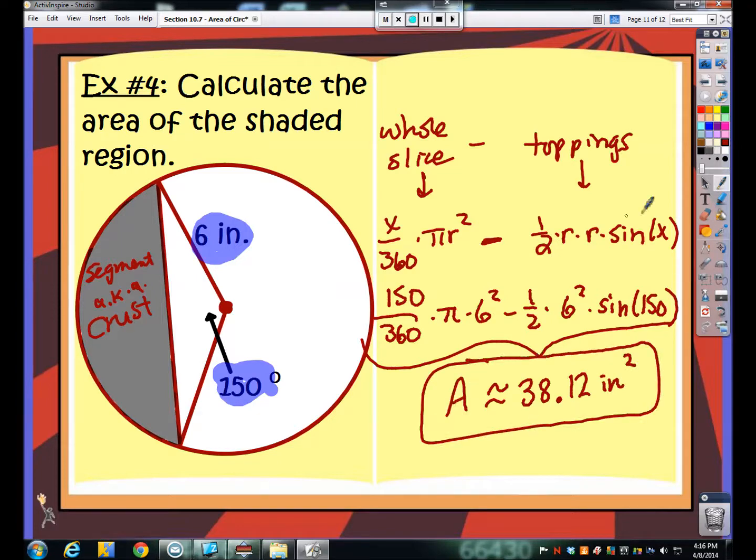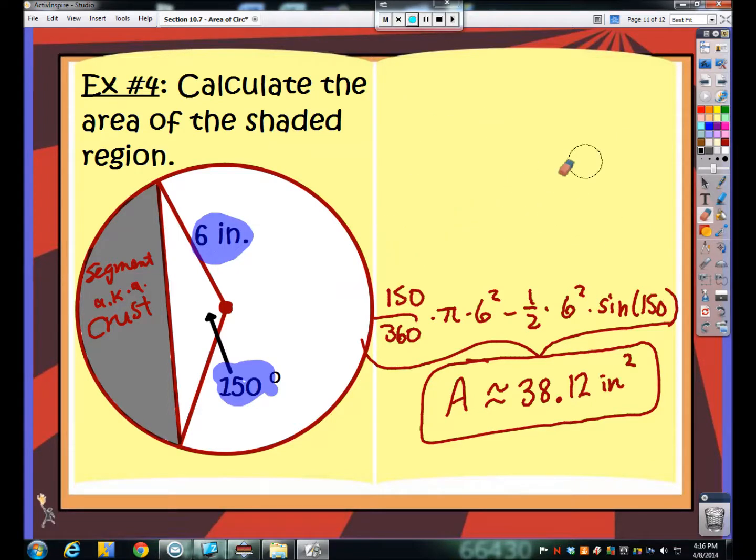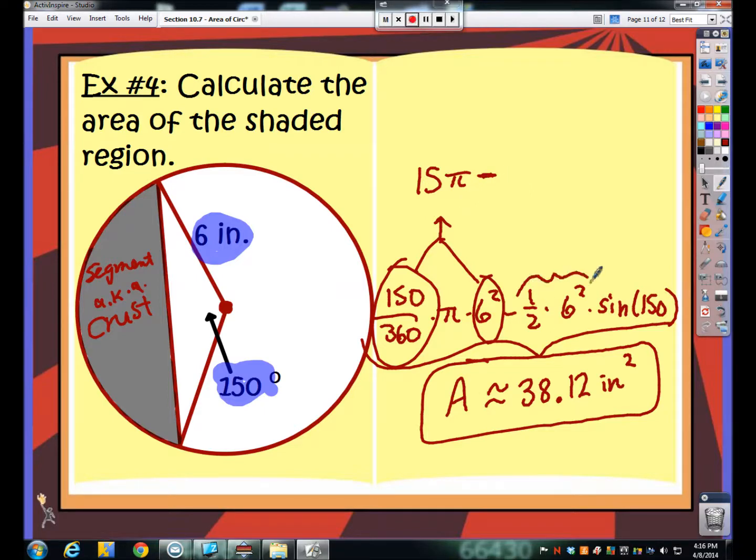Is there any way we could write this that's not as a decimal, but still could look mathematical? Sure. Okay. 150 over 360. Let's take this with this piece, kind of bring them together. 150 over 360, and we already did this part, right? We did this problem earlier. This is 15 pi. Okay, throw in the pi in there. 150 over 360 times 6 squared is 15. There's the pi. I need to subtract away 1/2 of 6 squared.